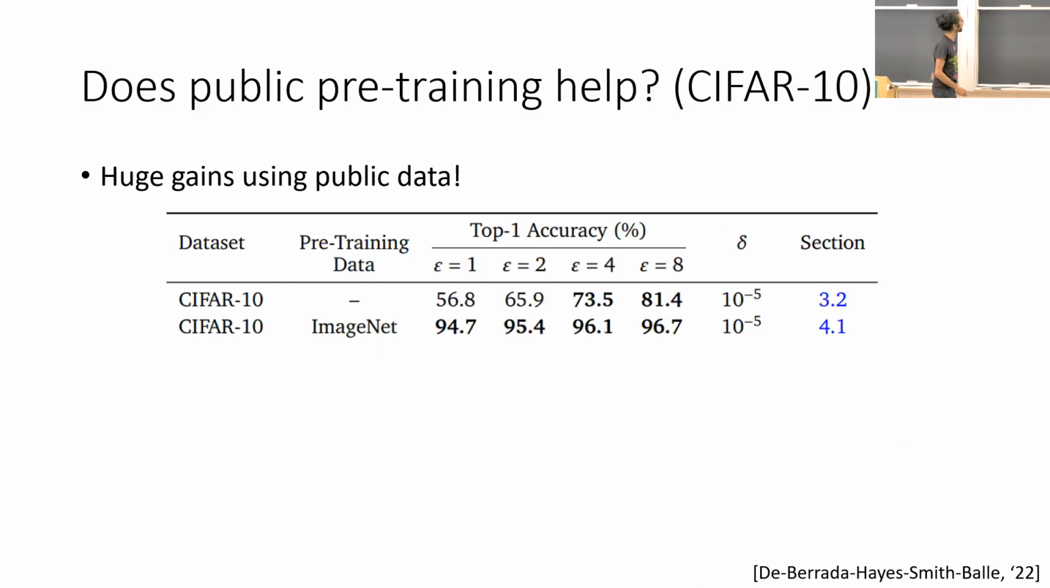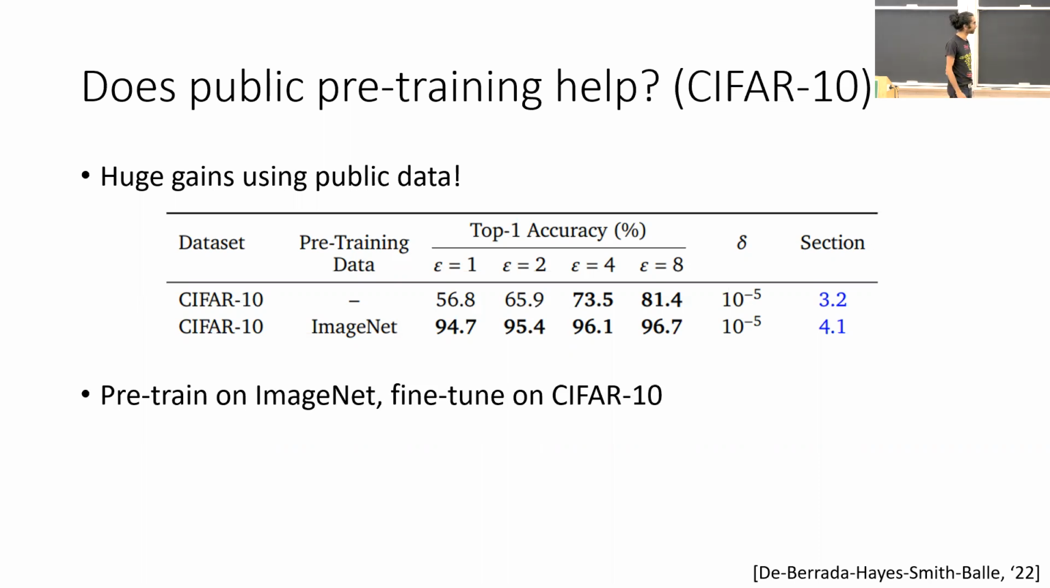And there are huge gains using public data. This is nice recent work by De et al., where the top line is without using any public data. And you can see these are the numbers I quoted you before. But if you pre-train on ImageNet, which we know is a much bigger, very diverse data set, you can get like 95, 96, 97% accuracy, which is not embarrassingly bad. Remember, the non-private benchmark was maybe 98% plus. So this gets back into the realm of something where practitioners won't laugh you out the door. So we pre-train on ImageNet, fine-tune on CIFAR-10. It seems like this pre-training and public data help.